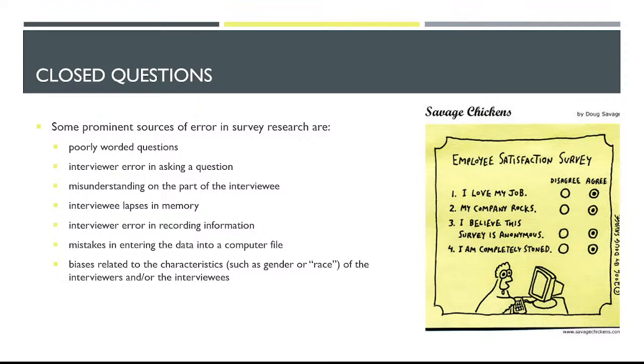Some prominent sources of errors in survey research. Poorly worded questions is probably your number one, right? And this is relatively easily avoided by testing your survey questions in advance. Run it by people, especially colleagues who are also good at writing survey questions. Have them look over it and check to see where poorly worded questions might have occurred. Test it, like piloting it, to see if there's any confusion.